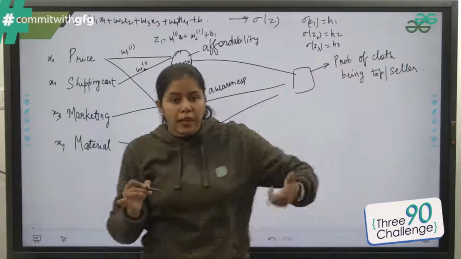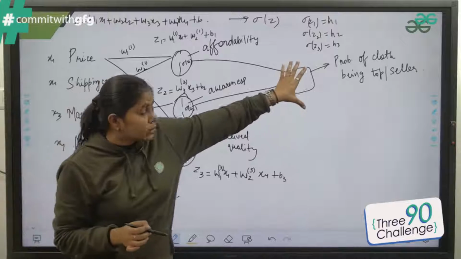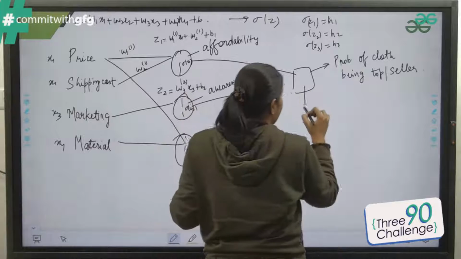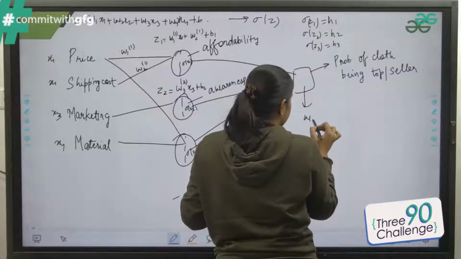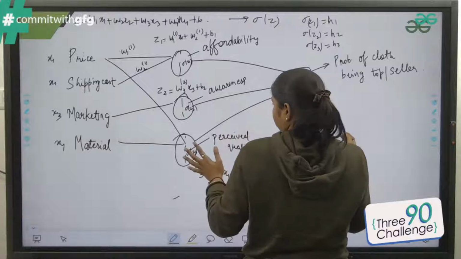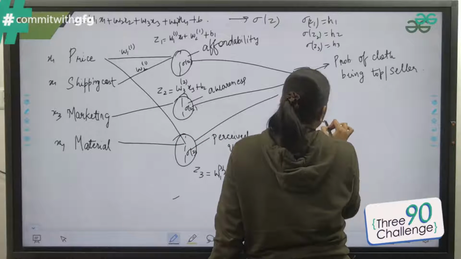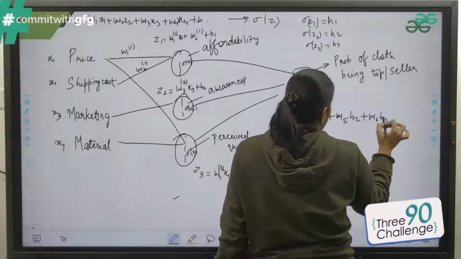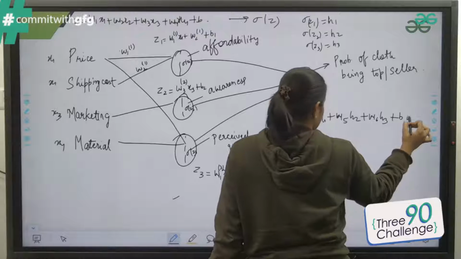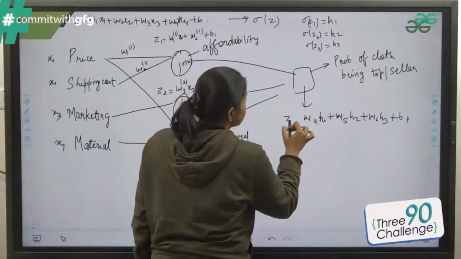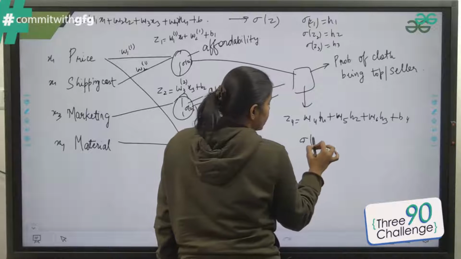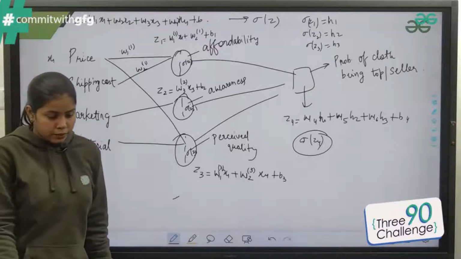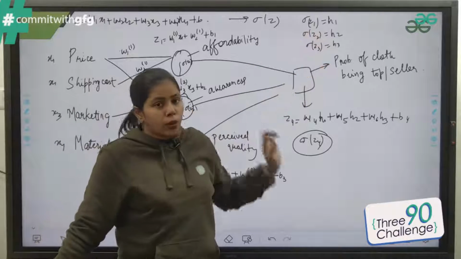Now I again apply these three values to a perceptron, right? So let's take, from here I have taken up to W3, so let's take W4H1, W5H2, and W6H3, and then add one bias, let's say B4, right? So here I get this Z4 value, and I pass it through sigma of Z4, then it would give me the probability of a cloth being top seller or not.